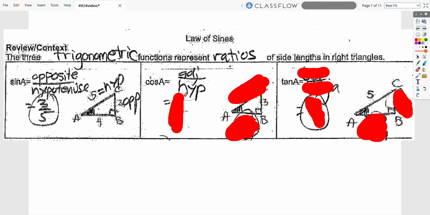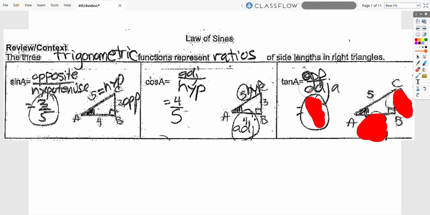Cosine is the adjacent over the hypotenuse from A. There's the adjacent, which is 4. There's the hypotenuse, 4 over 5. It's a ratio of 4 to 5. Tangent is opposite over adjacent, TOA. Opposite of A is 3, and then adjacent is 4, so 3 over 4.